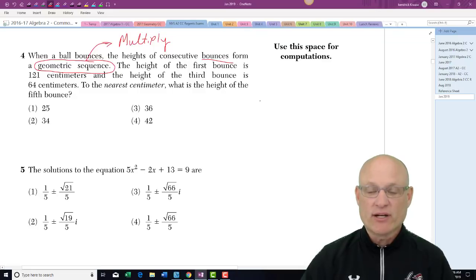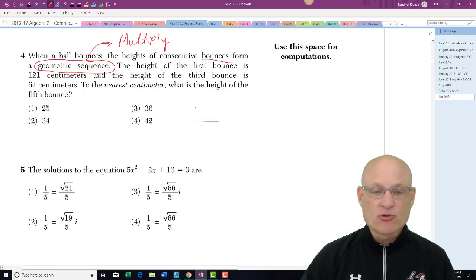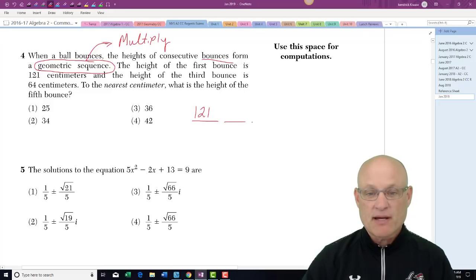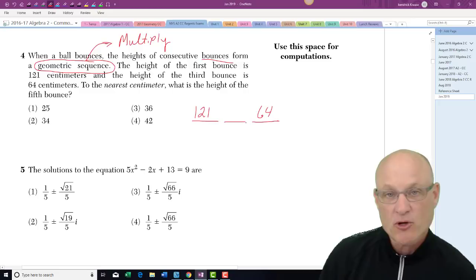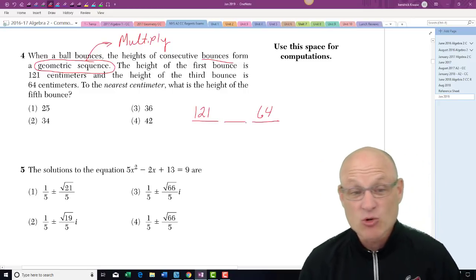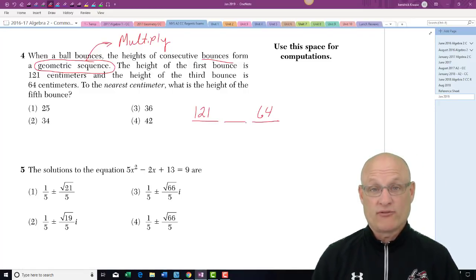So here's how we're going to do it. Here's the simplest way to do it. I'm going to show you. We can do it a couple of different ways. So my first bounce was 121. I don't know what my second was, but my third bounce was 64. Now I want you to notice something about those. Those are perfect squares. And that's because we're going to end up taking the square root of something.